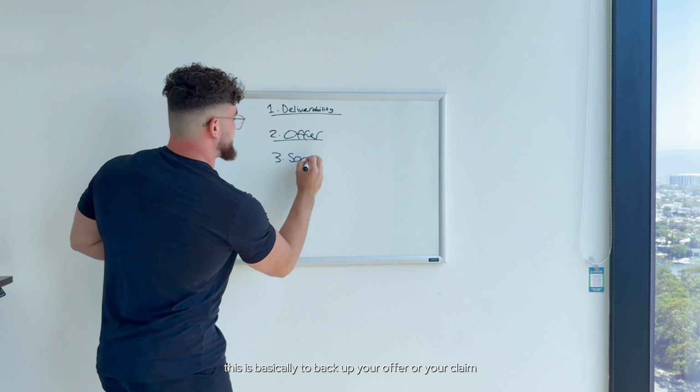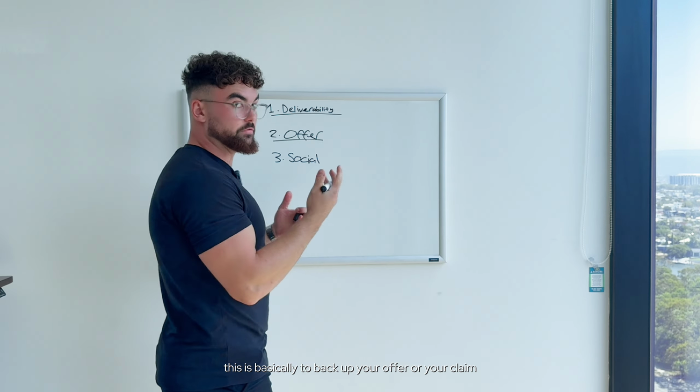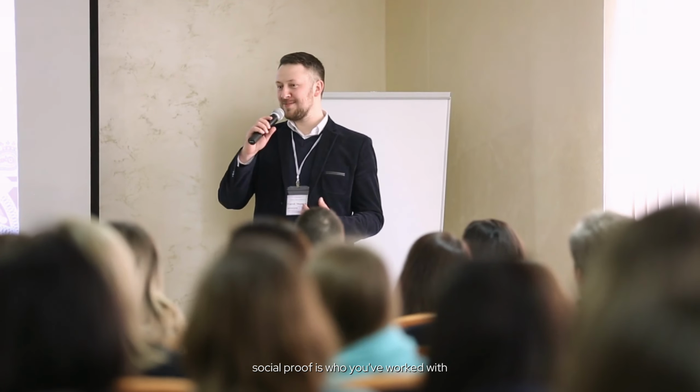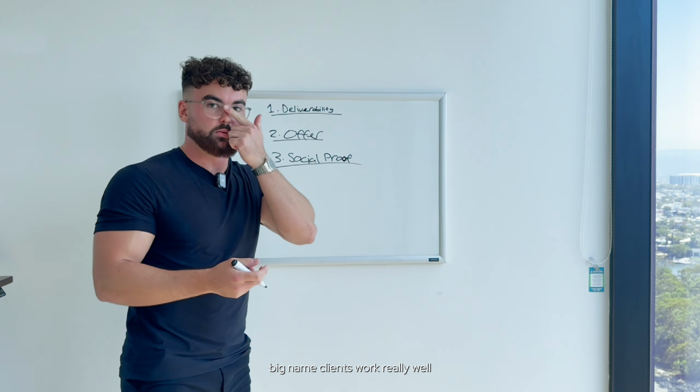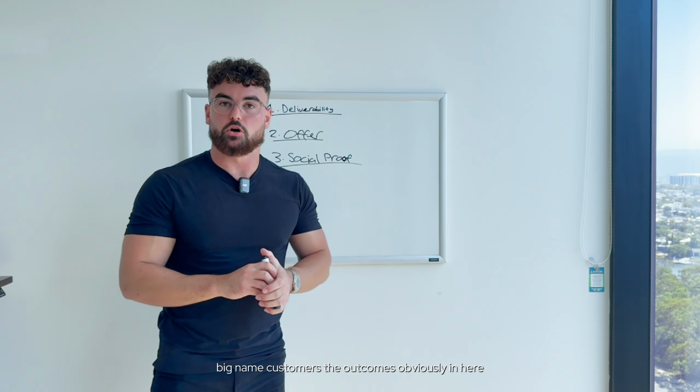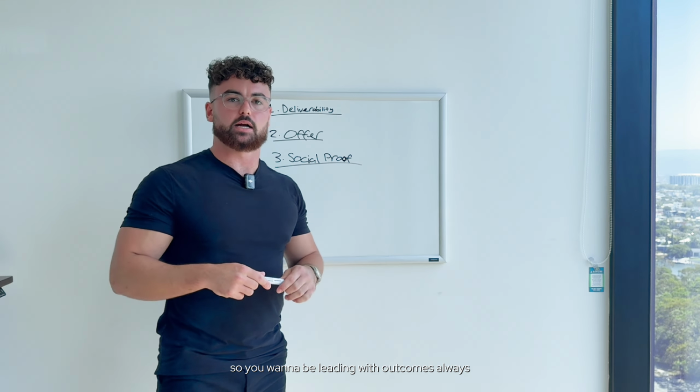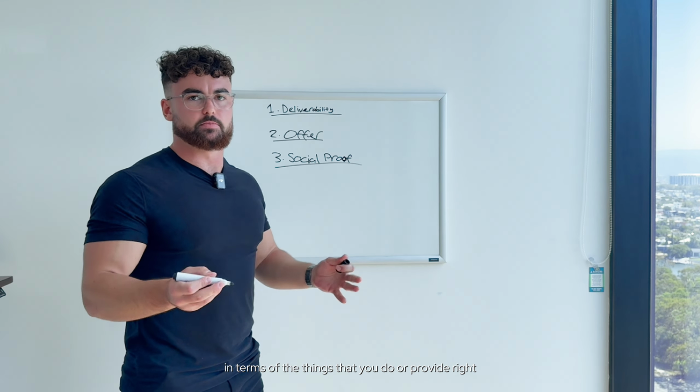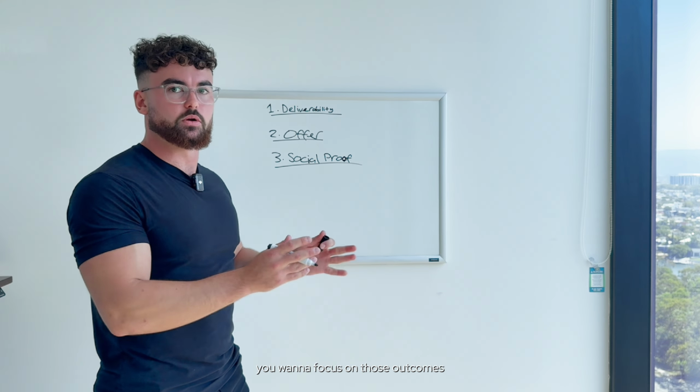Point number 3 is going to be social proof. This is basically to back up your offer or your claim. Social proof is who you've worked with, who you've generated those results with, who you've done it for. Big name clients work really well, big name customers, the outcomes obviously in here. So you want to be leading with outcomes always. You don't want to be vague in terms of the things that you do or provide, right? You want to focus on those outcomes.